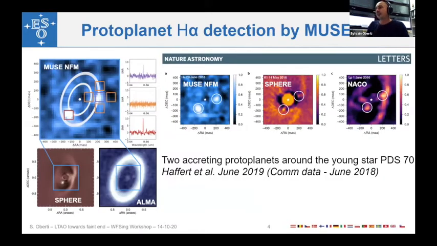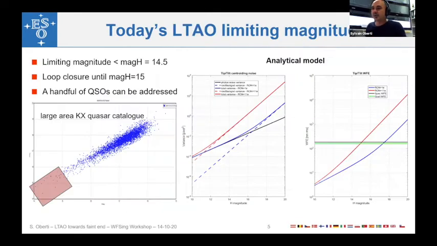Another example is that this facility has turned NEWS into a protoplanet finder. So combining spectral resolution and spatial resolution has allowed to find protoplanets recently. What I want to come to is that this mode is very powerful and operational on the bright regime. And now we are trying to improve it on the faint end for extragalactic science.